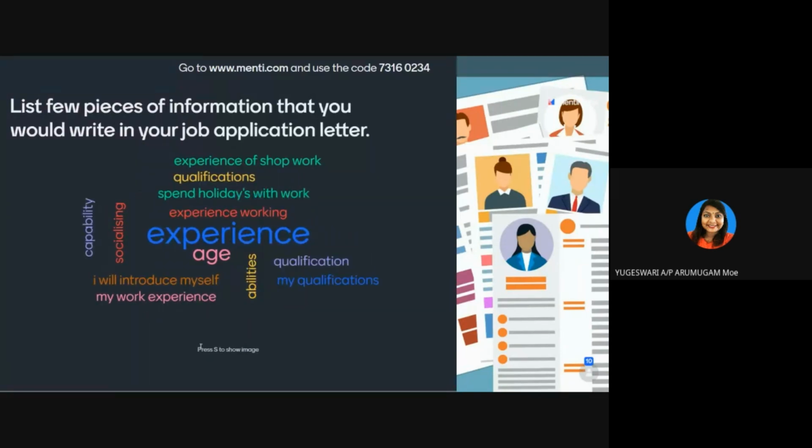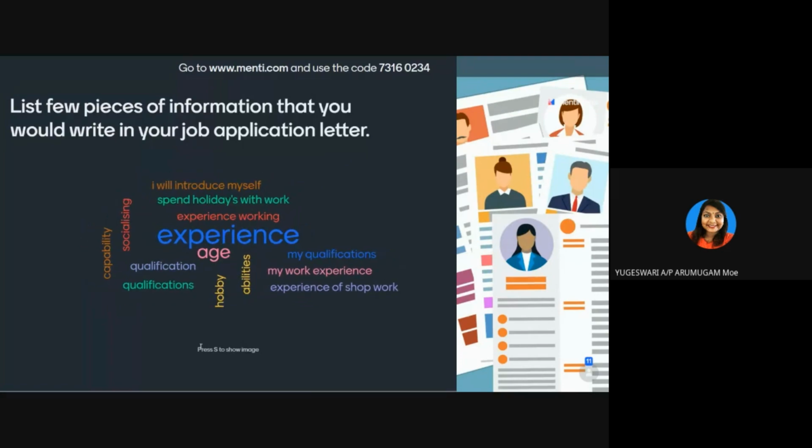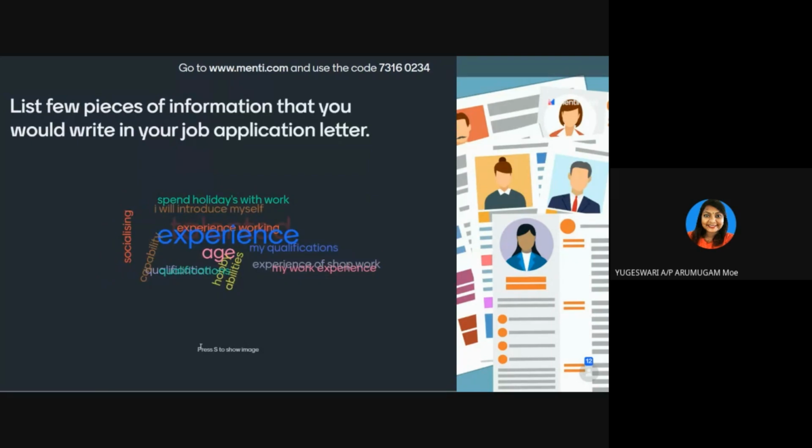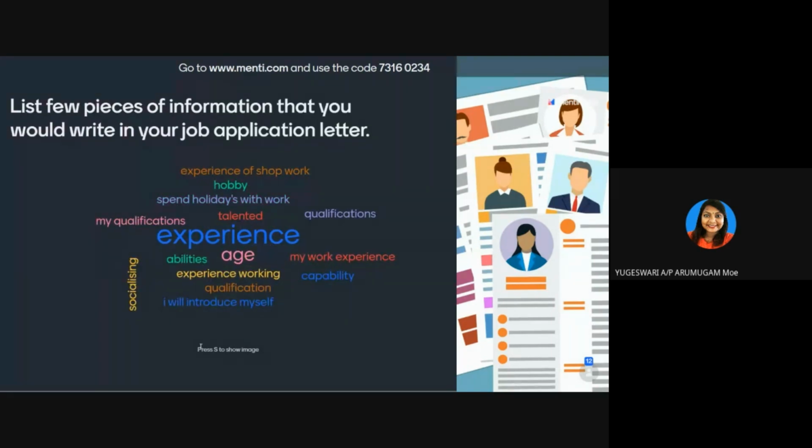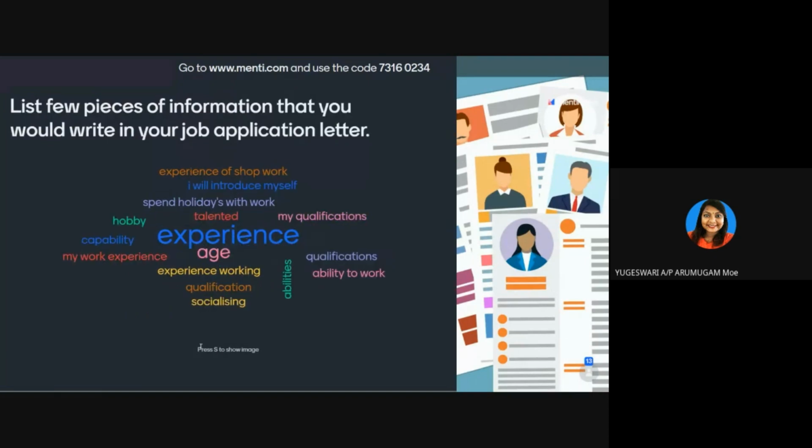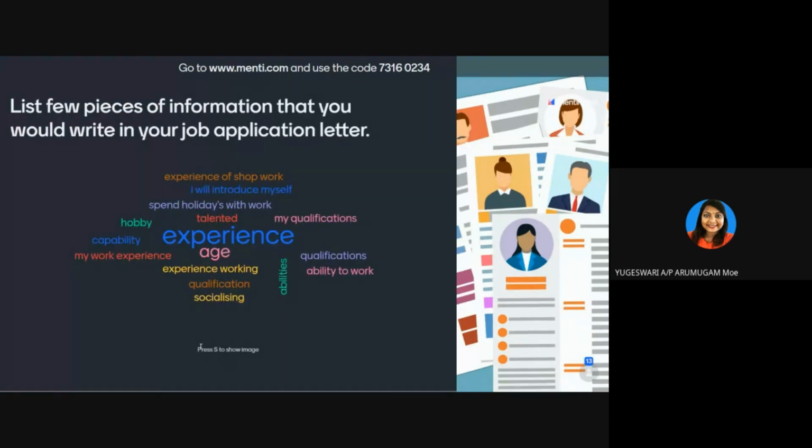Okay, the most common one. Many of you typed experience. The bigger the word, it means most of you are sharing that word. Most of you are saying it's experience, good. Age, okay. And then you're saying it's talented. Qualifications is another word. Spend holidays with work. Oh, spend holidays with work. Wow, so dedicated. Ability to work, capability, experience. Okay. Anything else?